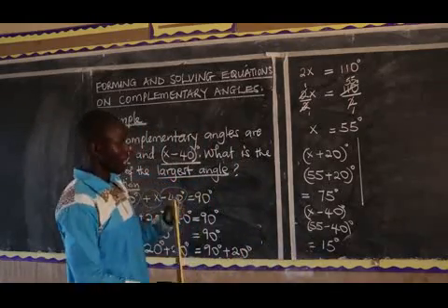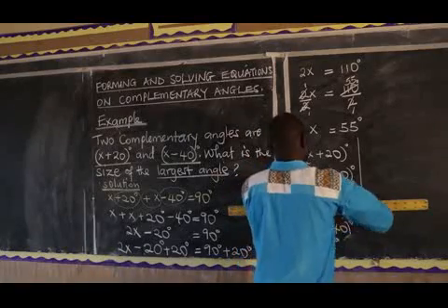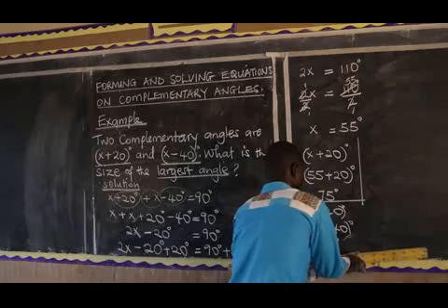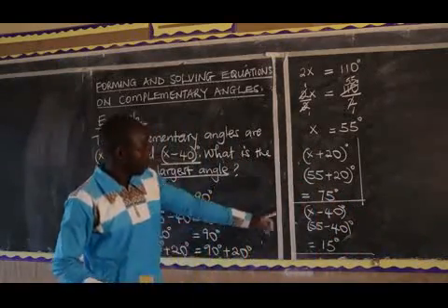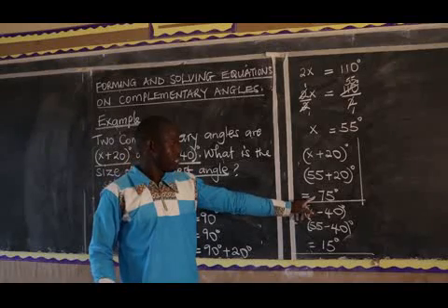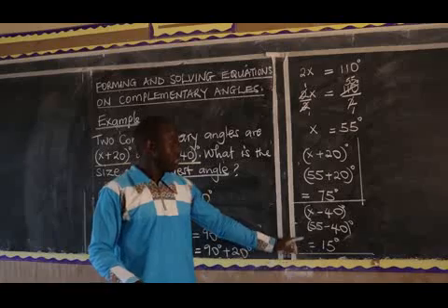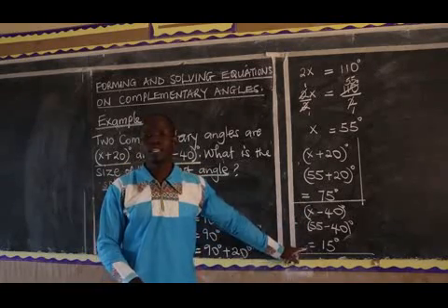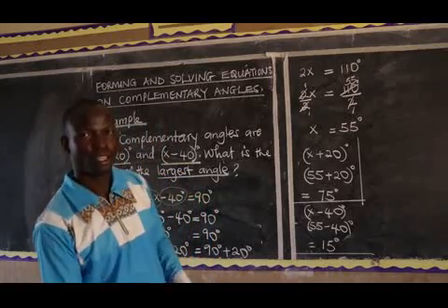Now here we have two angles. We have 75 degrees. We also have 15 degrees. One of our angles is 75 degrees. The other angle is 15 degrees. And indeed, if you add 75 degrees and 15 degrees, it gives you the sum of complementary angles, which is 90 degrees.